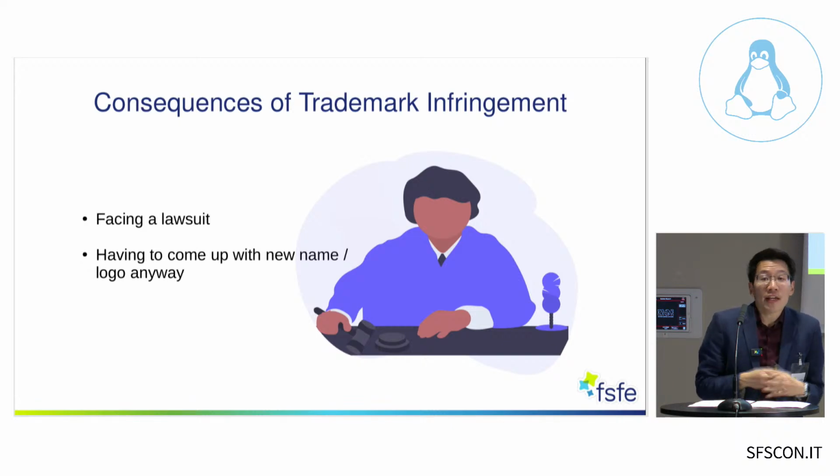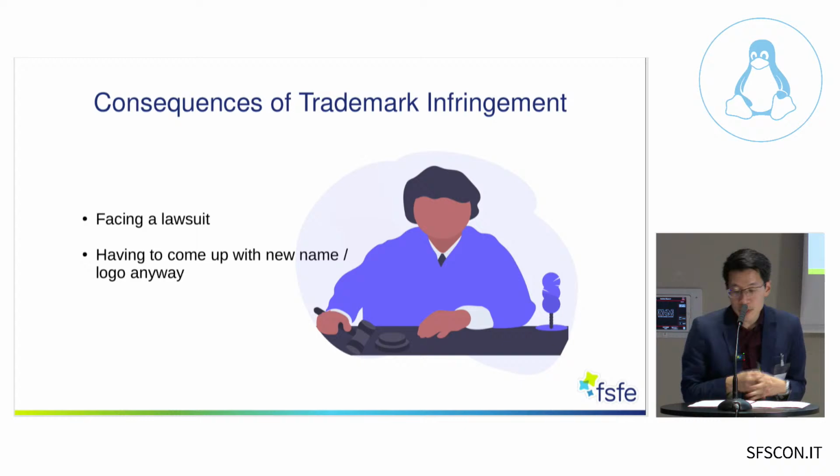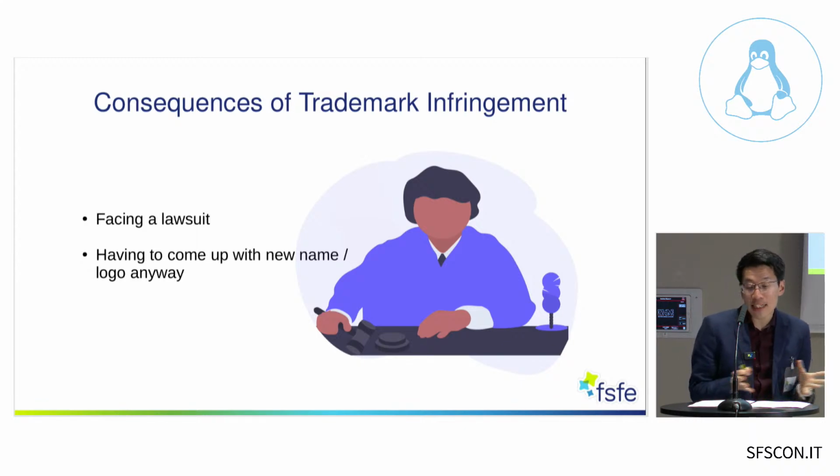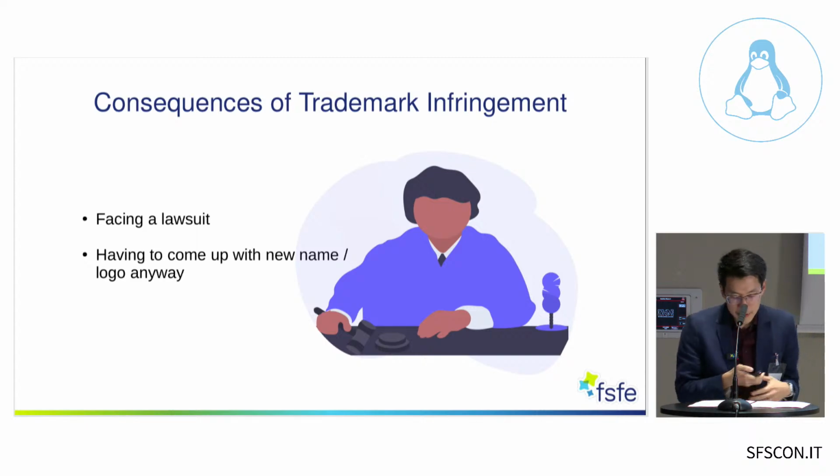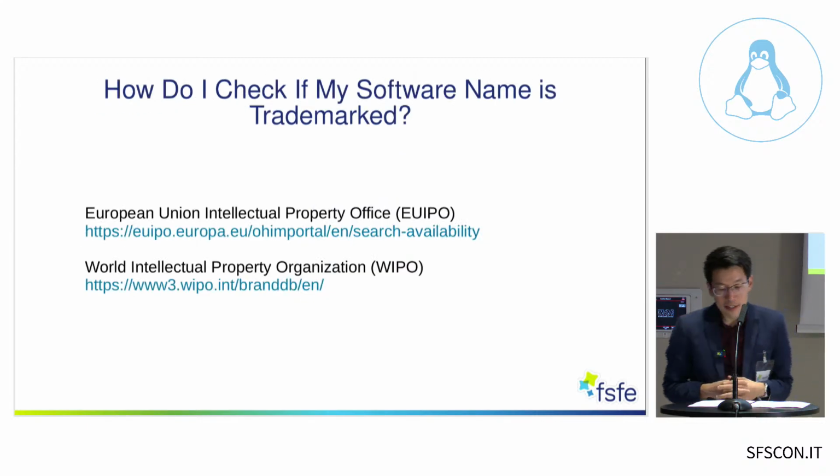It's therefore vital that you check that the name that you intend to use for your project is not already taken or substantially similar to an already existing trademark. So, how do you check if your potential name or logo for your software project is already trademarked? You can run a search for trademarks that would conflict with the name you've chosen with the EUIPO, the EU Intellectual Property Office, or at the WIPO, the World Intellectual Property Organization, Global Brand Database, at the following links that are up on the slide.